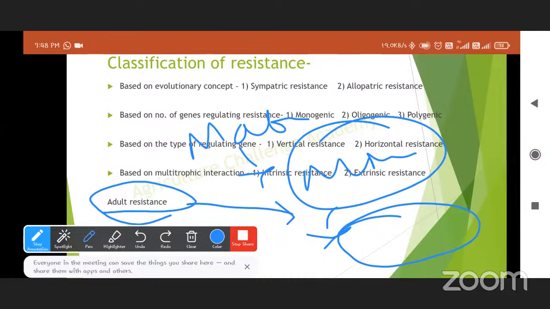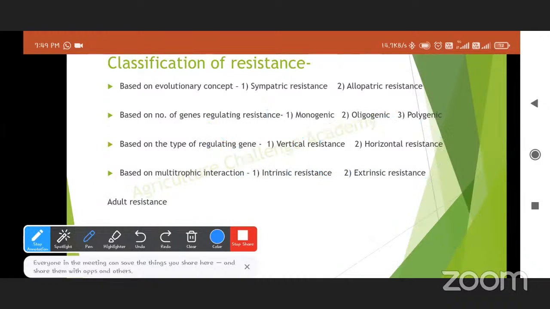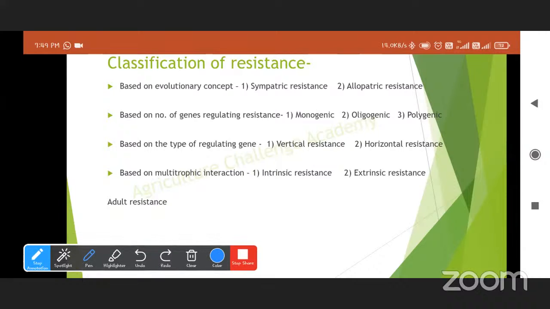Means it usually prevents the crop from getting infected in the reproductive stage, because usually the mature resistance or adult resistance is mostly activated at the time of the reproductive phase, and it protects our reproductive phase, which is most crucial for the yield. Okay, this is all about this slide.